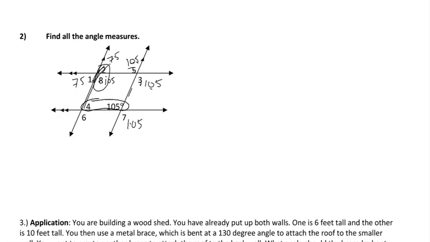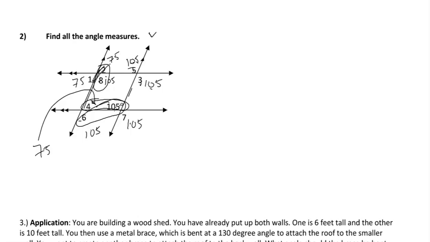Those are same side interior angles. SSIA are supplementary, so what adds to 105 to be 180? 75. And these ones are alternate interior angles. So they must add to be, well, they don't add to be anything, they're congruent. So if that's 105, this is 105 as well.